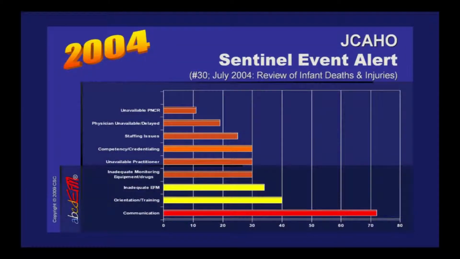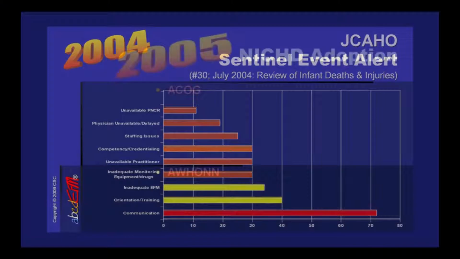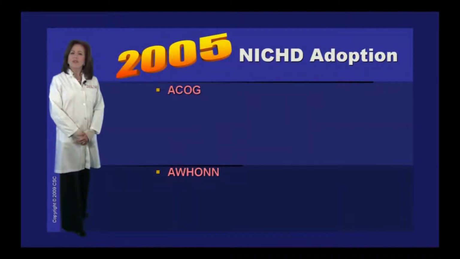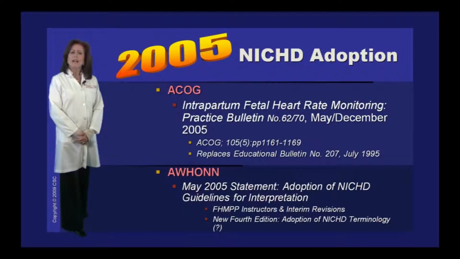It is evident with communication errors, number 1, and orientation and training, number 2, improvement in intrapartum care is warranted. Following the release of the 2004 JCO Sentinel Event Survey publication, ACOG and AWHONN adopted the 1997 NICHD nomenclature as the national standard of care for interpretation and communication of fetal heart rate data among all practitioners skilled in electronic fetal monitoring.